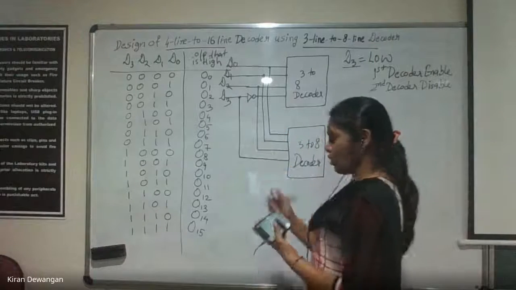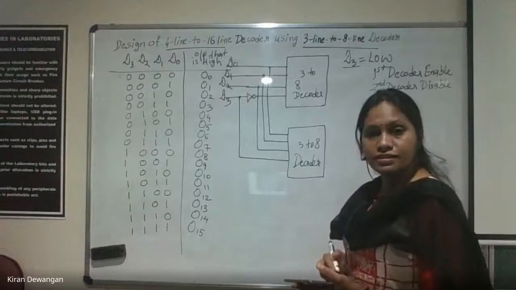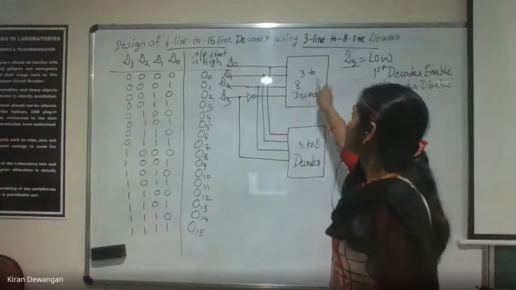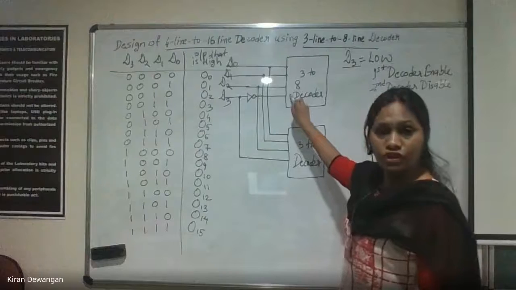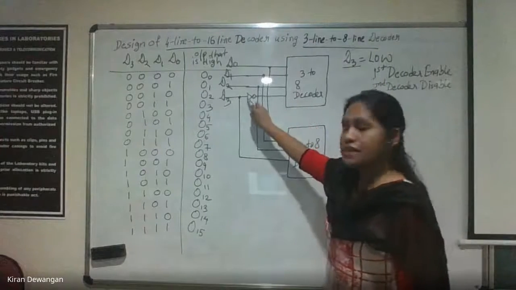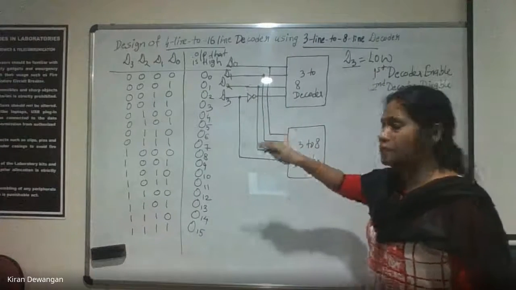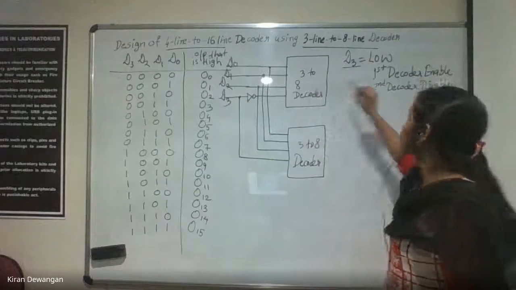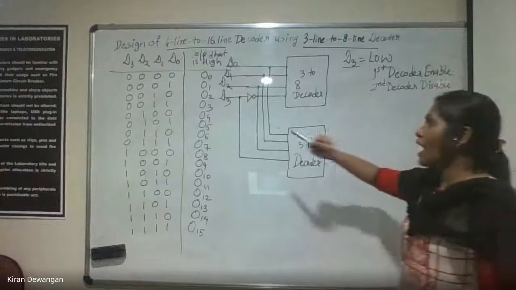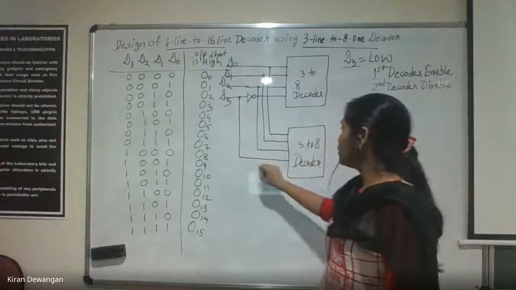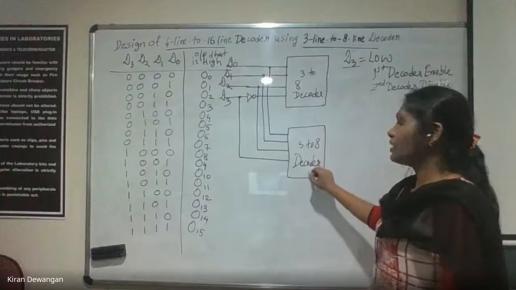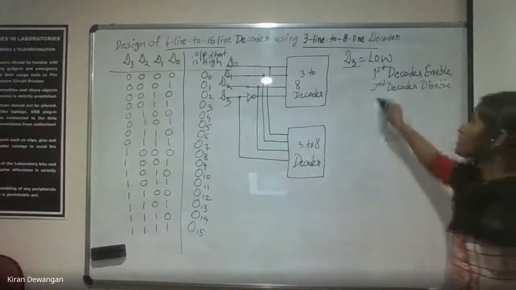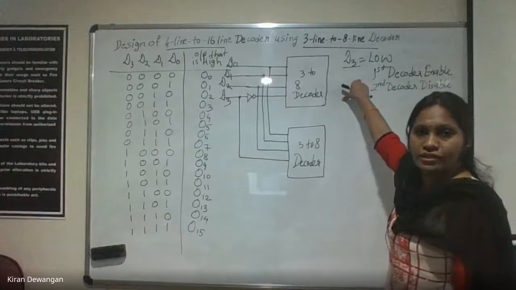When this is 0, you need to just understand, through an inverter, this goes high. This becomes 1. Clear? Because this is connected through an inverter. So when this is 0, the first decoder is enabled. And since this is 0, this is completely 0. So the second decoder is disabled. This is the important point that we need to understand.